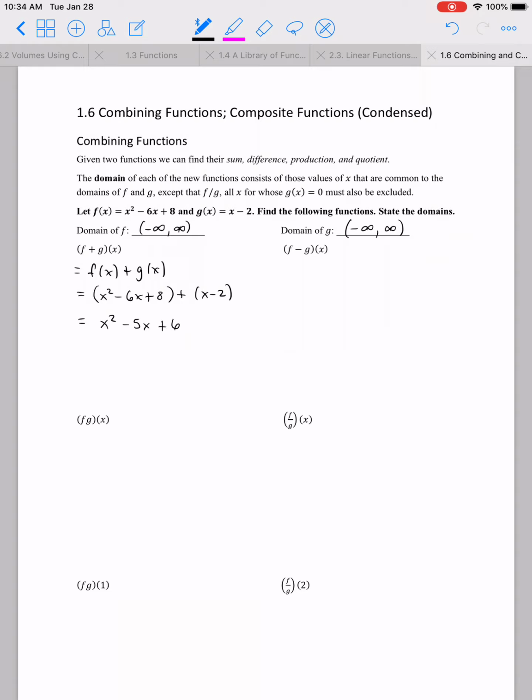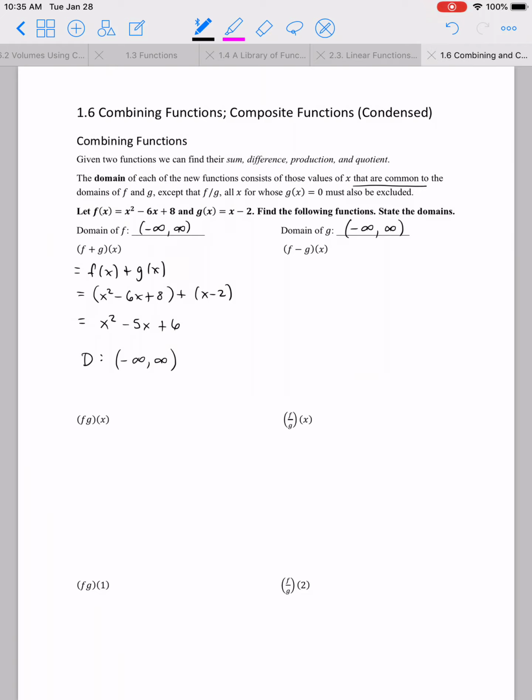And then to find the domain, again, the domain of each new function consists of those values of x that are common to the domains of both. Well, what's common to both? Negative infinity to infinity. So it's common to both, therefore we're good, except for anything that's going to make that 0. And these domains overlap totally.